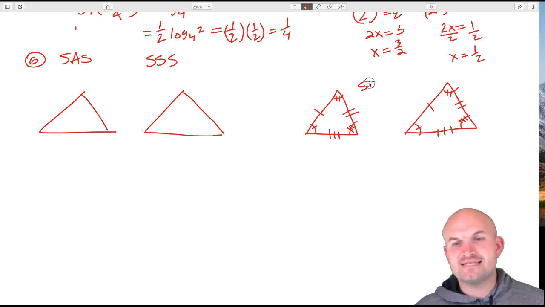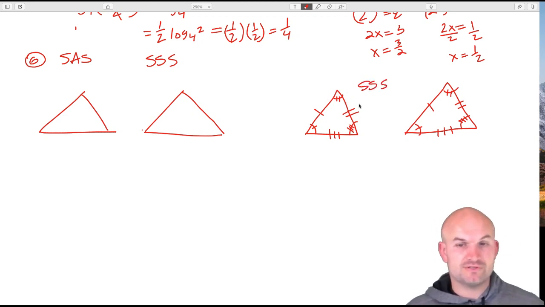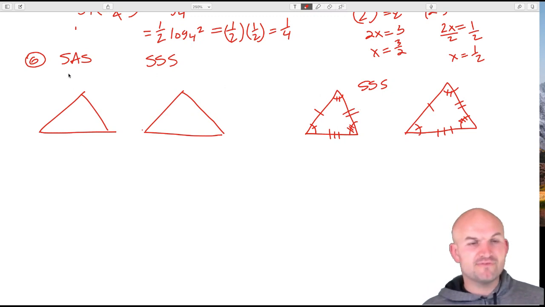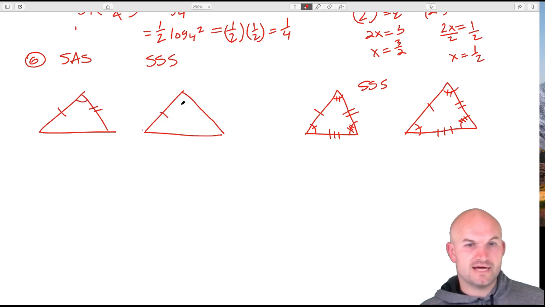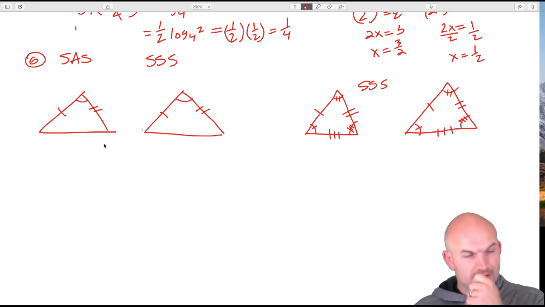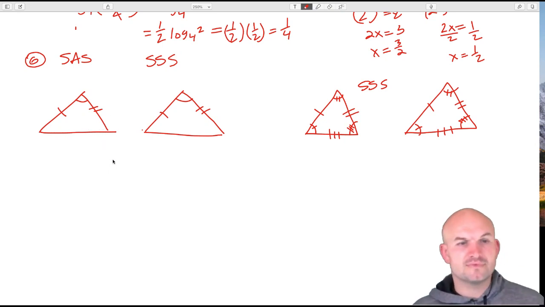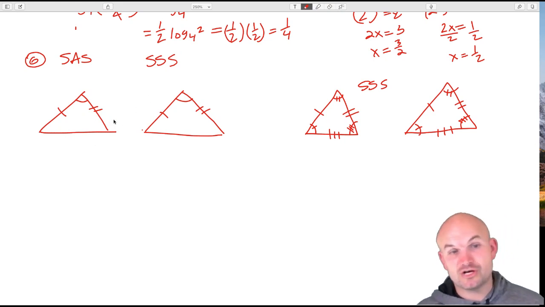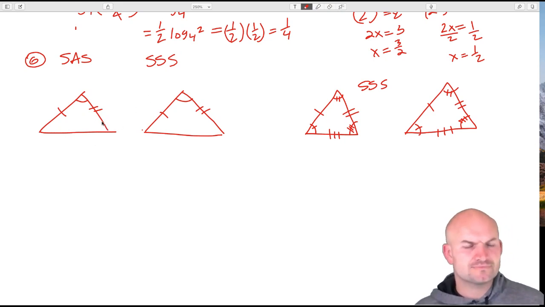So side-side-side proves congruency. However, angle-angle-angle does not prove congruency. But side-angle-side is also another one that does prove congruency because, well, I guess maybe that's what they're looking for, the constructions as far as with them. I'm trying to think of, man, I don't really remember the proof from there.